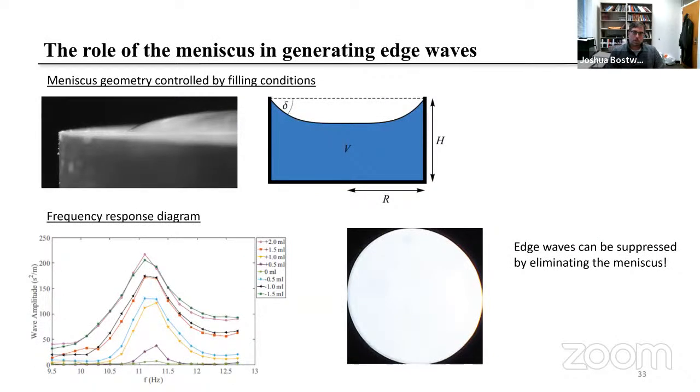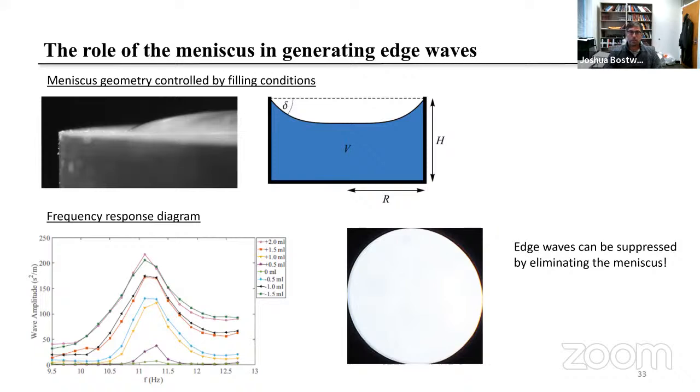Now, one really interesting observation relates to the conditions under which you can actually form an edge wave. When you fill a container with a material, typically a meniscus is formed, as shown here in the top left image. This meniscus is present for most materials, and it's pretty hard to get rid of. What we've found is that this meniscus is critical in the formation of edge waves, or we can suppress edge waves by suppressing this meniscus.